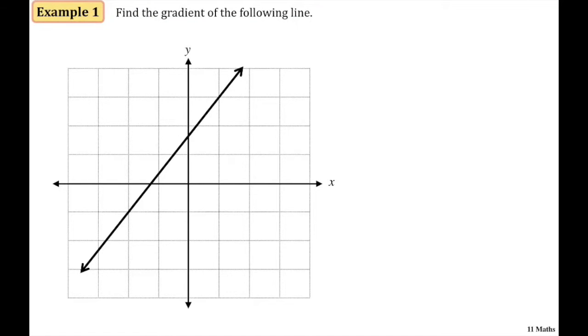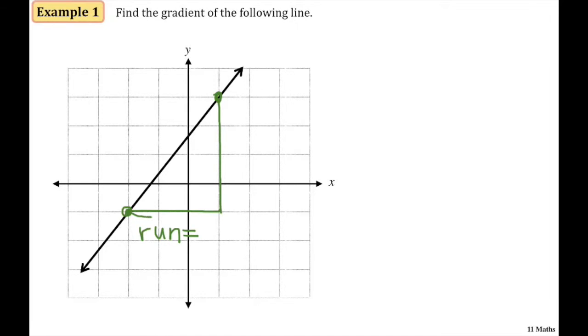Now, let's have a look at this example. We need to find the gradient of the line that's given. Now, it's important to choose points wisely. We want to choose points where we know the line is actually touching the grid, for the x and y axis. I could be choosing any points, but I believe those two would be the best ones because you can see they touch the grid nicely.